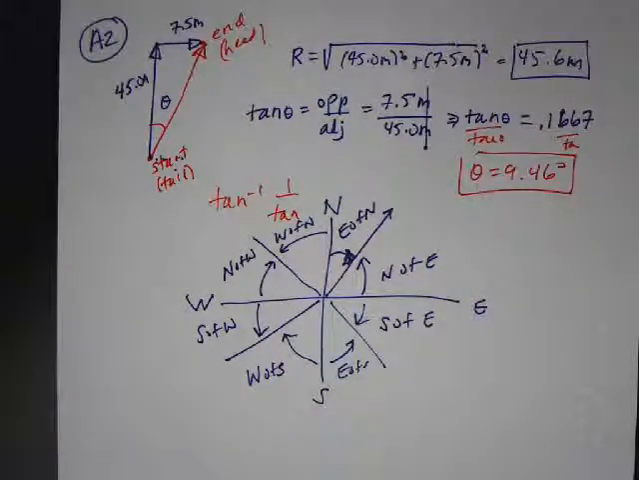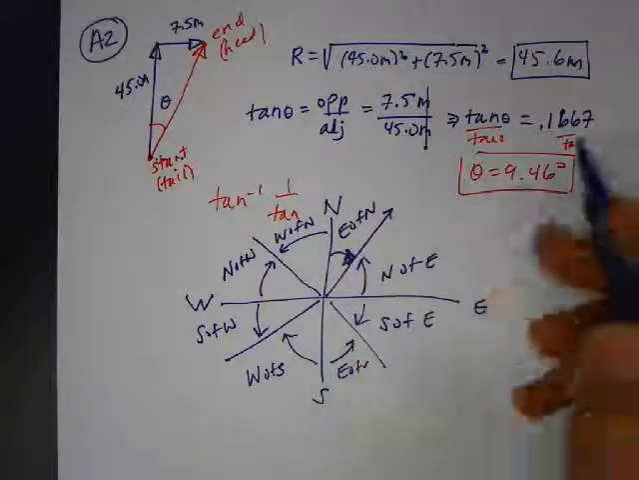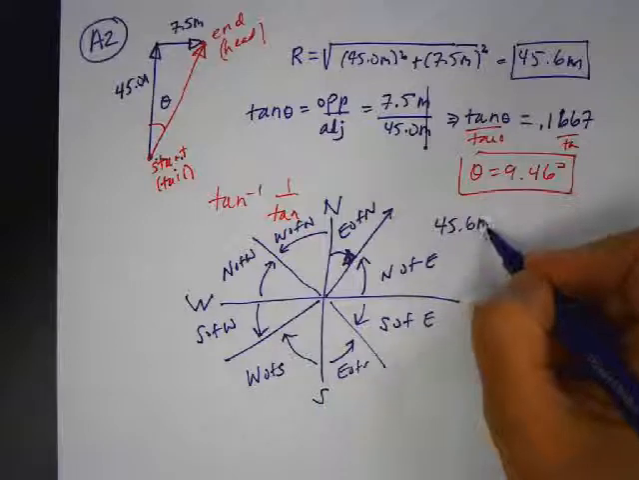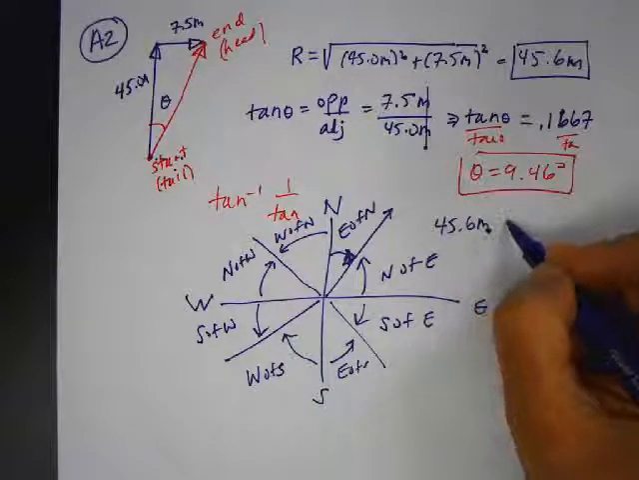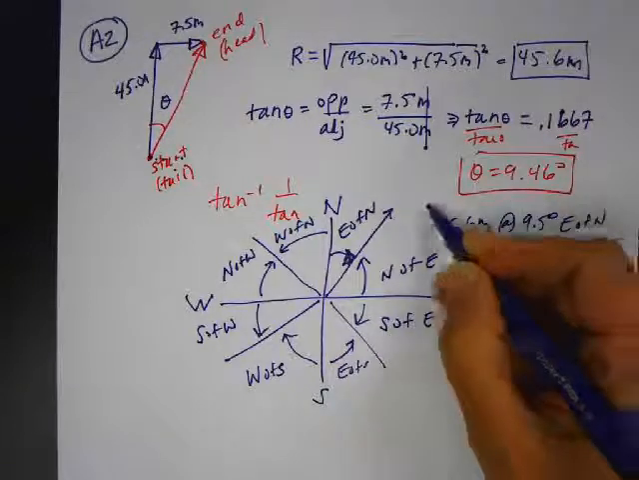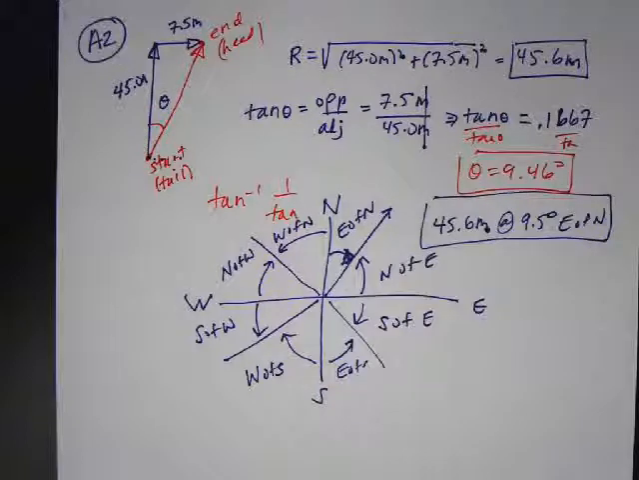So when you're talking about geographical direction, you can't just say northeast. Northeast would imply that it's 45 degrees, but in this particular case, it's this angle here, so my complete answer would be that it's 45.6 meters at 9.5 degrees east of north, and that would be my complete answer. So that's the way you do that. All right, let's look at practice B, and then you get to do the rest for homework.